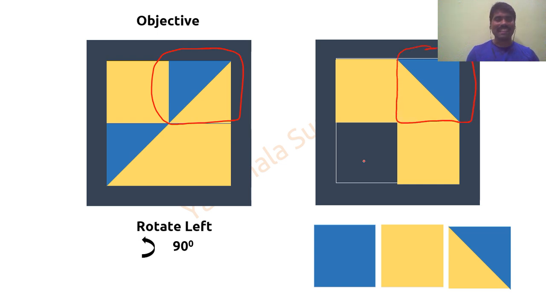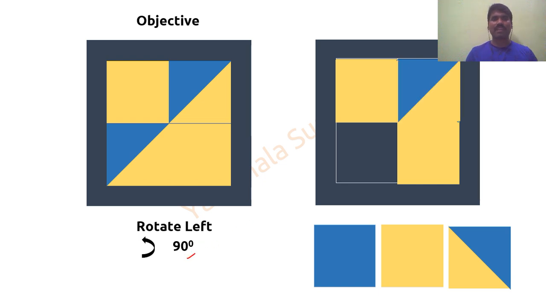Correct, no? So that's the reason they had given rotate left 90 degrees. I mean to say, anti-clockwise direction. If I click on this particular thing, it will rotate exactly 90 degrees anti-clockwise. Now clear, right? Yes. Now I'm going to take the last square one more time and place it here.